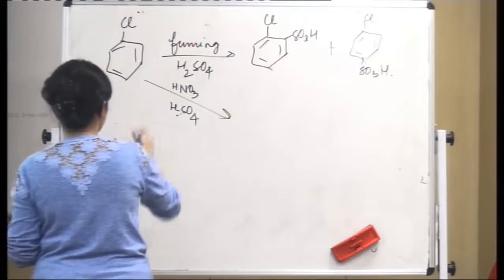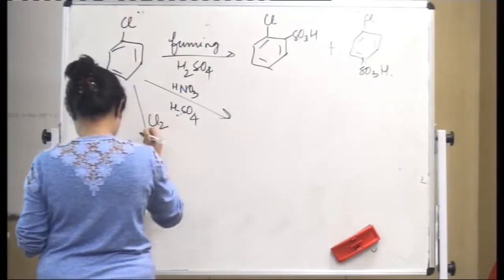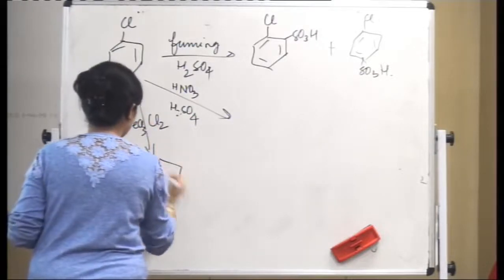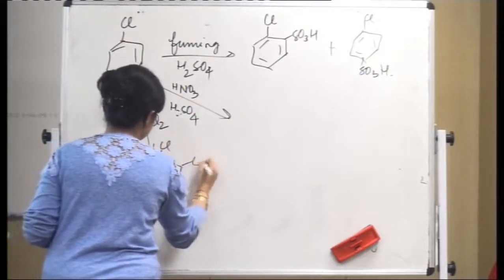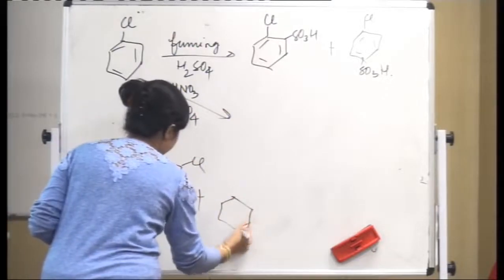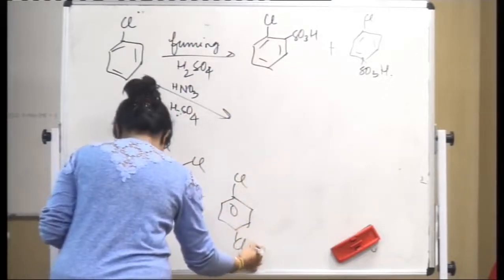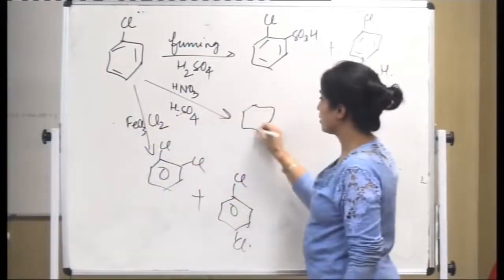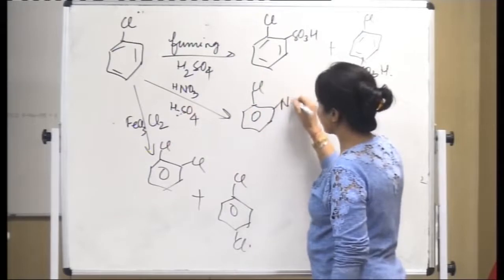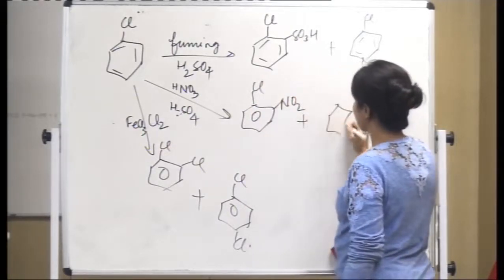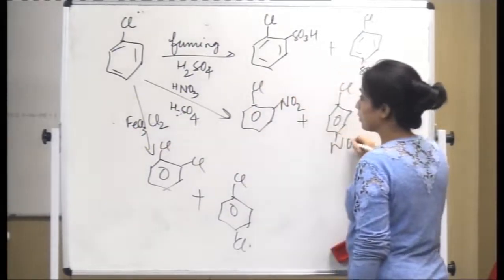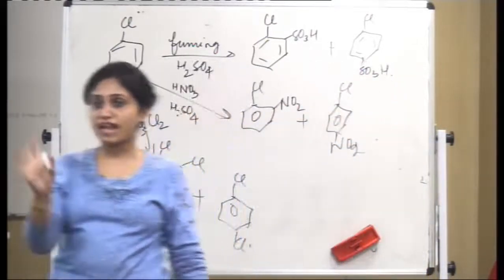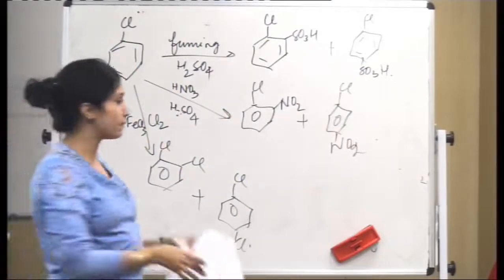Then if you simply add Cl2 in the presence of FeCl3, then you get dihalo compound, Cl at ortho plus Cl at para position. Again here, do I have to write it down? This will be ortho-nitrochlorobenzene plus para-nitrochlorobenzene. So with different reagents, you just have to remember your reagents and then keep on attaching the electrophile at the ortho and para position.